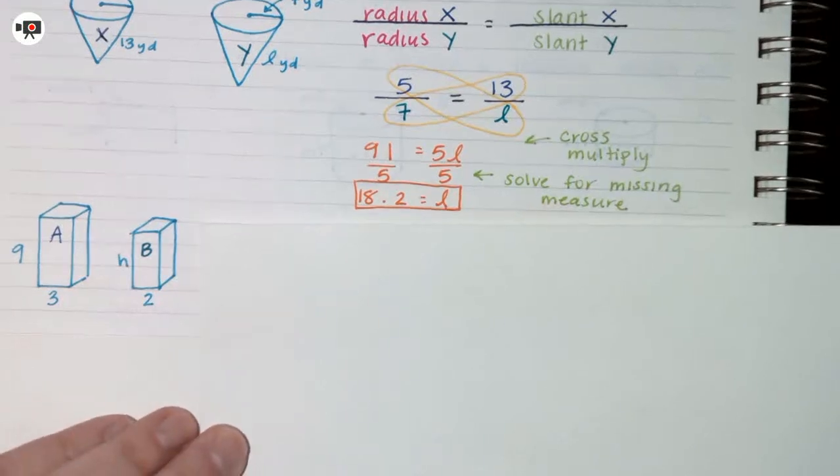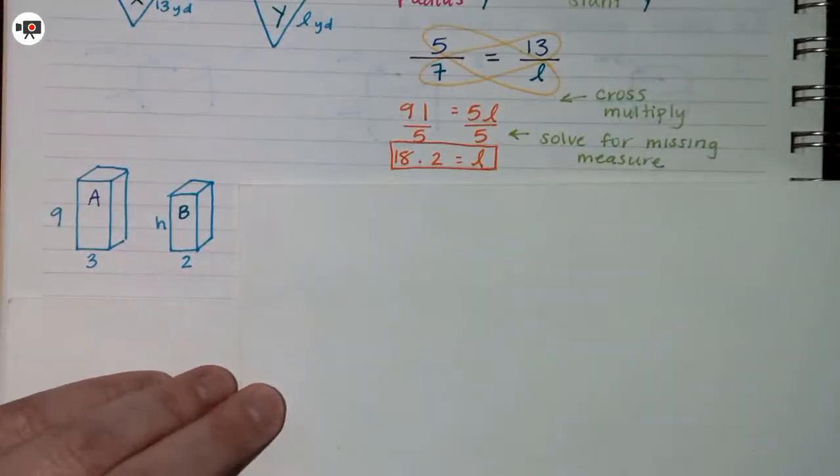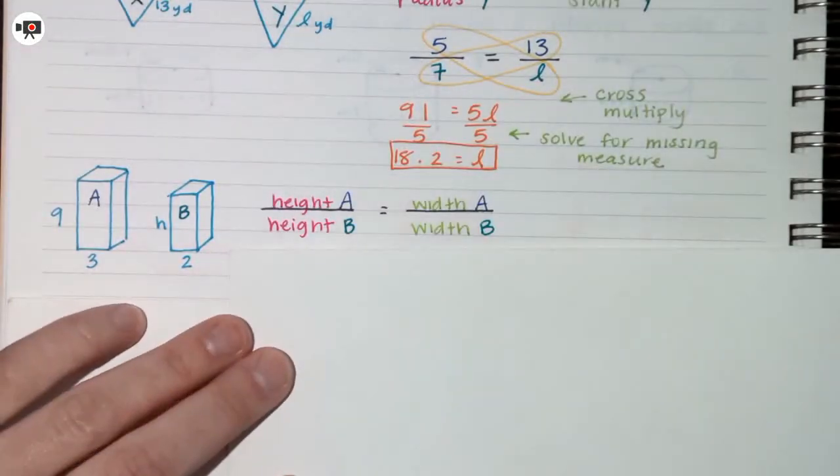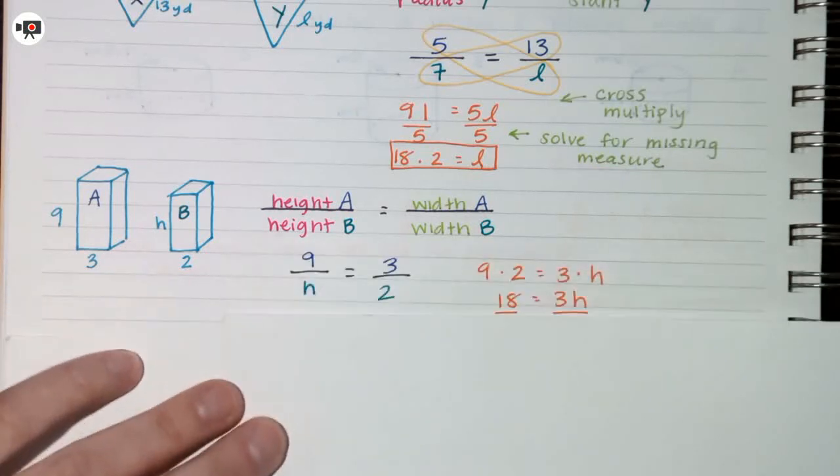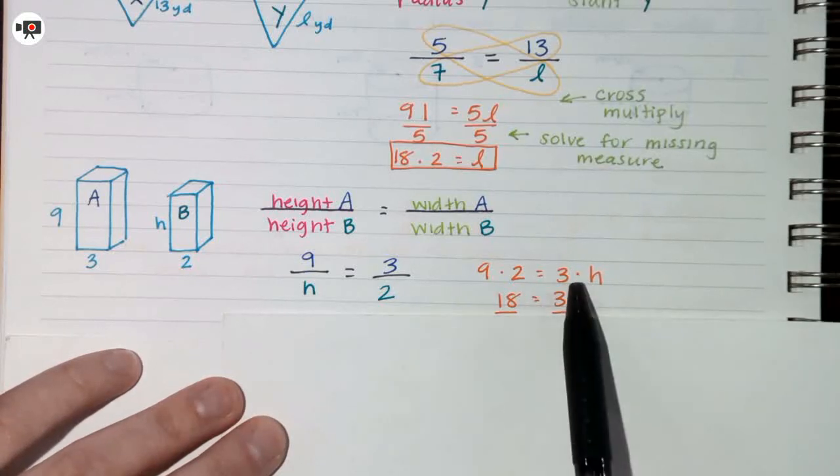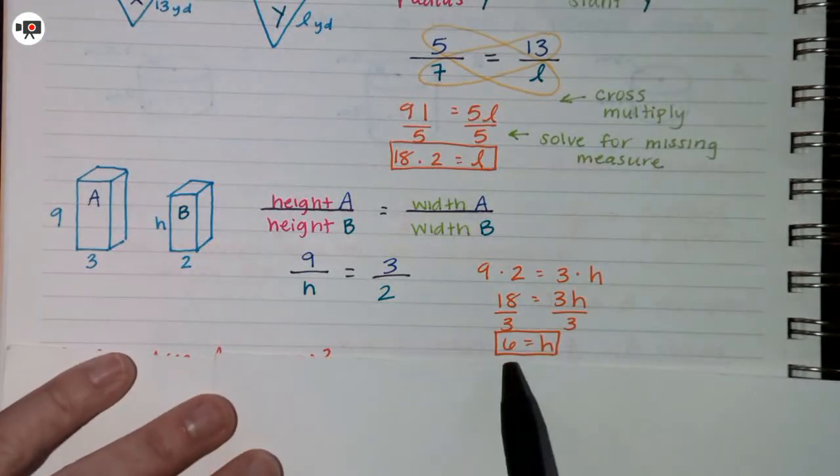For these two rectangular prisms, I'm going to put the height of A over the height of B equals the width of A over the width of B. So I have 9 over H equals 3 over 2. Cross multiply and solve for H, and H is 6.